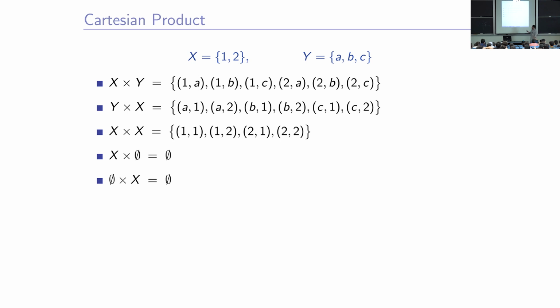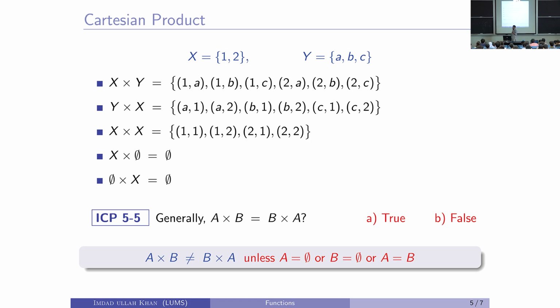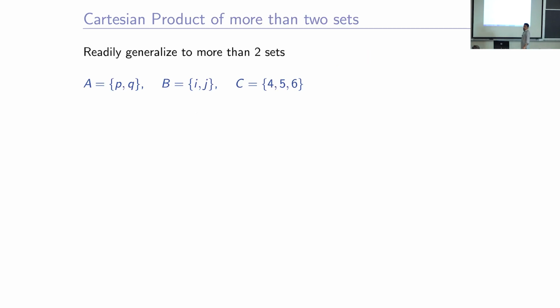Here is another example here on the board. X cross x is 1 1, 1 2, 2 1, 2 2. Suppose I write x cross x, where I mean the first x is the second x. It will be exactly the same. So, generally speaking, A cross B is not the same as B cross A, unless one of them is empty or they are actually the same, right? If they are the same sets, then their cross product is the same, or if one of them is empty or both of them are empty. Okay, happy?